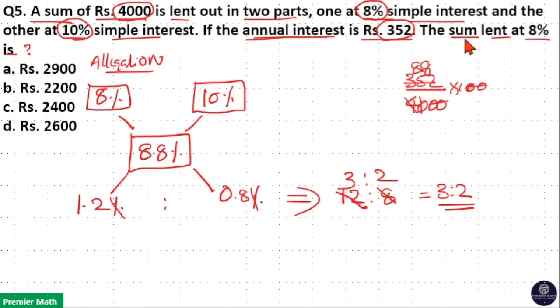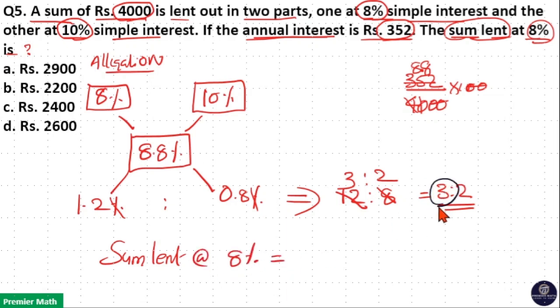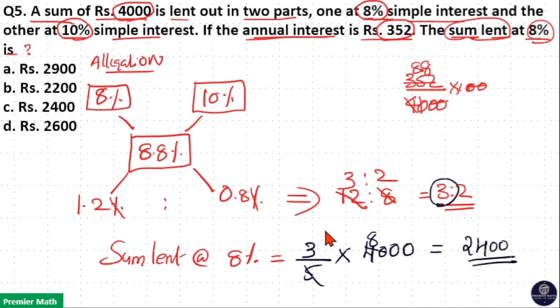Now, we need to find the sum lent at 8%. So, sum lent at 8% is equal to 3 parts. So, 3 out of total parts 3 plus 2, 5, and total money is 4,000. Now, 3 by 5 of 4,000. 5 goes 8 times in 40. So, 3 into 800 is 2,400. So, option C is your answer.